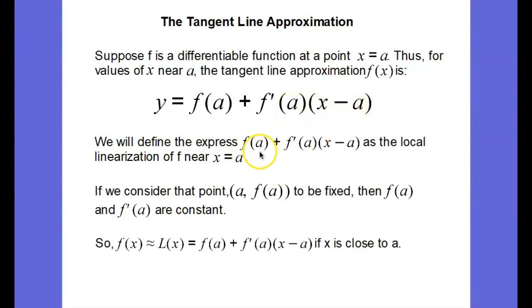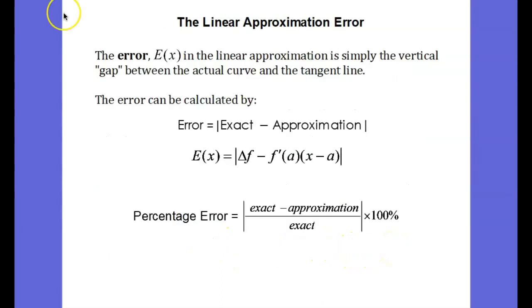We define the expression f of a plus f prime of a times x minus a as the local linearization of f near x equals a. So when you see that term, local linearization, what we're talking about is the tangent line at point a. If we consider that point a, f of a, that's an xy value, to be fixed, then f of a and f prime of a are constant values. And so we have a linear function if x is close to a.